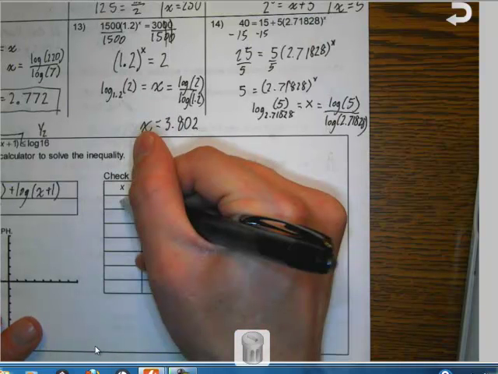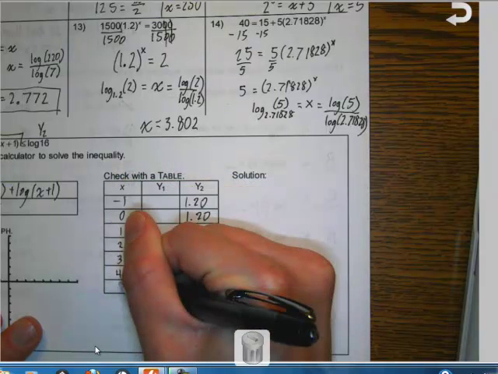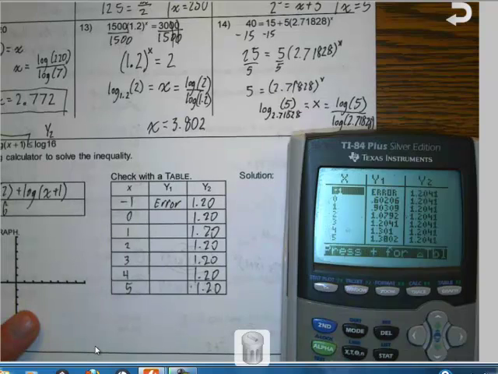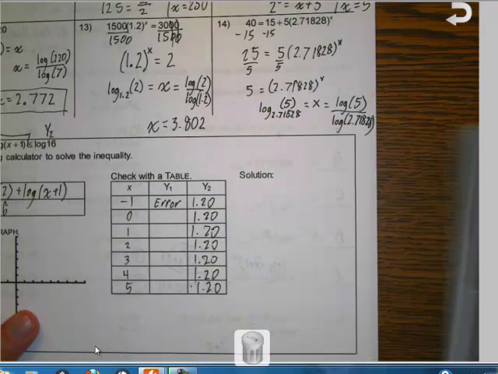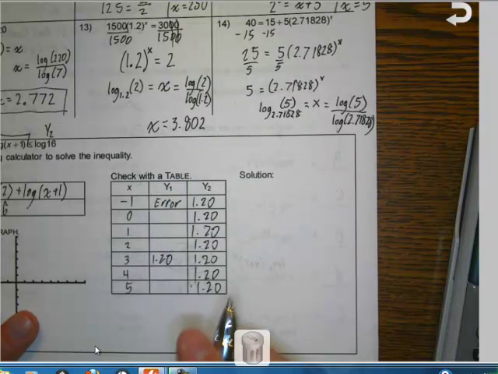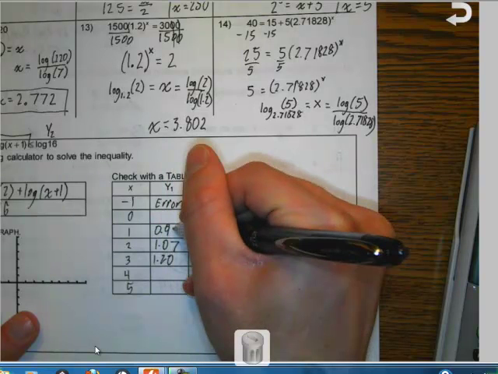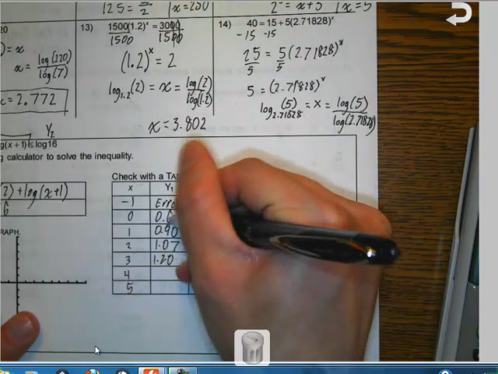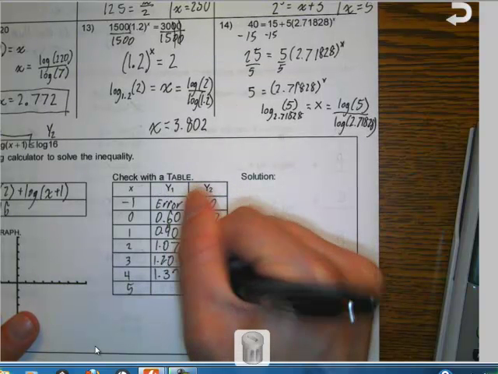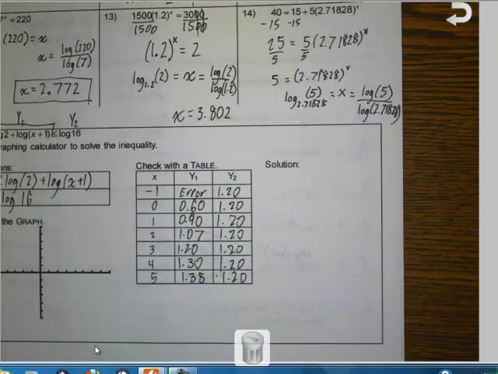And then -1, 0, 1, 2, 3, 4, and 5. Notice how here we have an error. That's important. And then we have 1.20 where y is equal to 3. And then we have 1.07, 0.90, and 0.60, and 1.30, and 1.38. Now, before you all leave, let's finish just this one part.